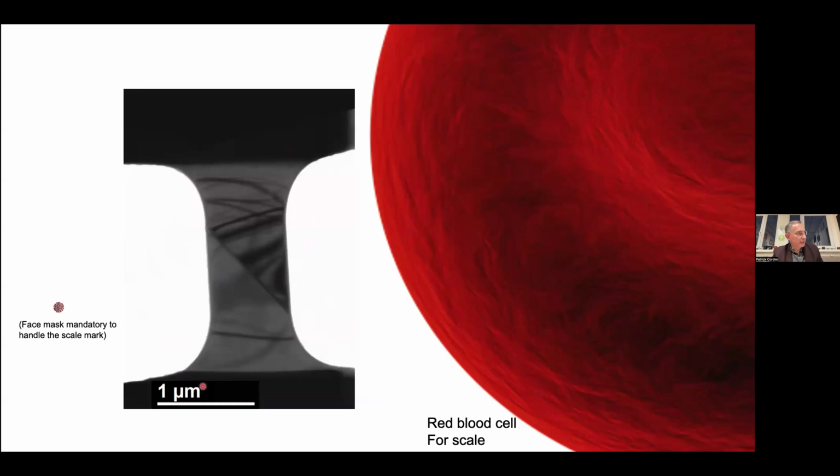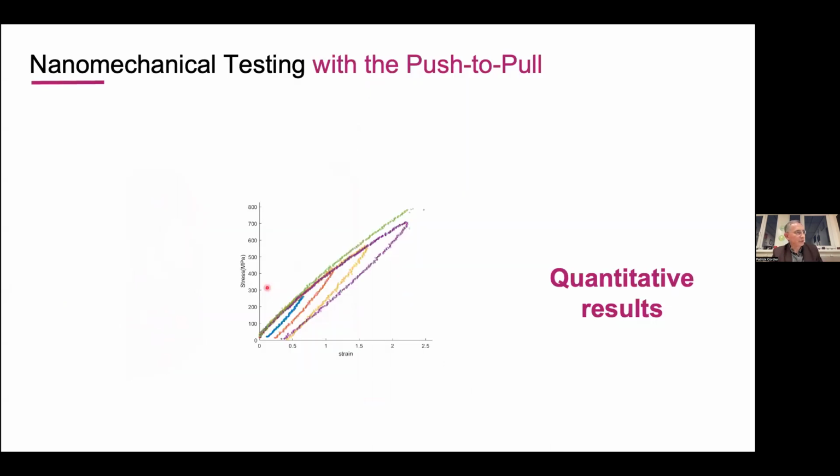So this is the kind of small sample that we are using. As a scale mark, you have here a red blood cell. It's smaller than a red blood cell, bigger than a coronavirus. So this is approximately the dimensions which allow us to really isolate a single grain boundary and see what is the behavior of this grain boundary.